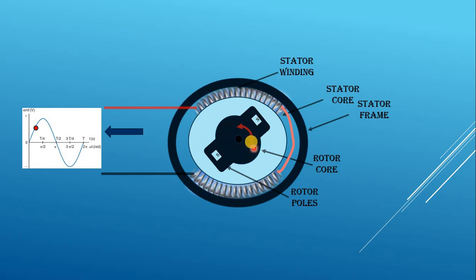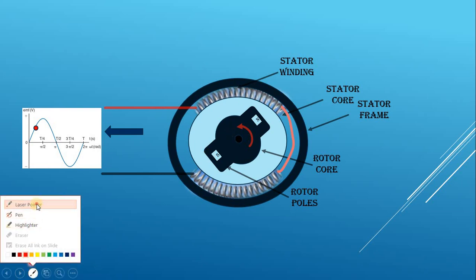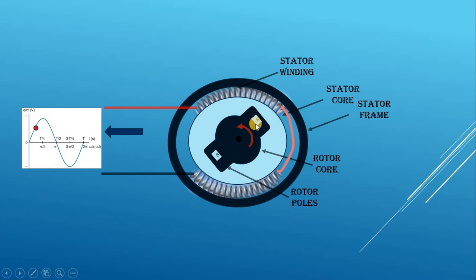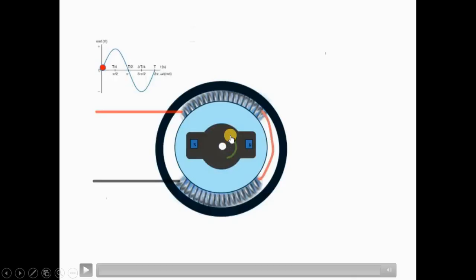The rotor is capable of rotation and it is driven in anti-clockwise direction. It is shown by arrow that it is driven in anti-clockwise direction. So rotor core and rotor poles are capable of rotation and hence it is called rotor.